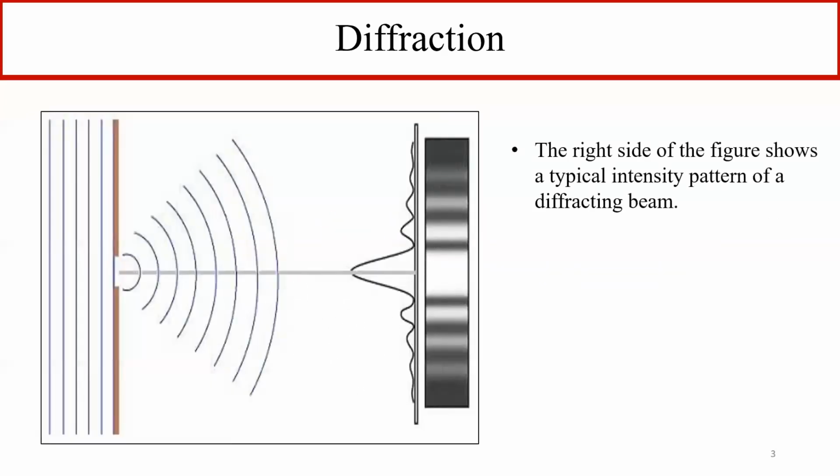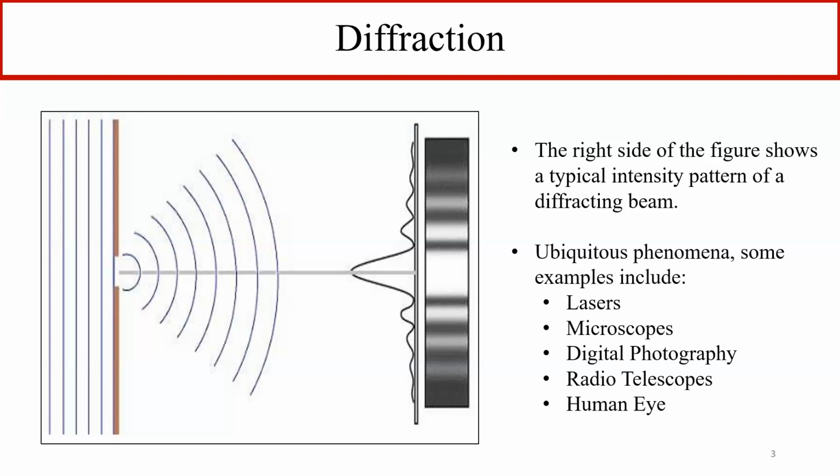The right side is another very simple diagram showing diffraction. The right side of this figure shows a very typical intensity pattern for a diffracting beam. An intensity pattern is something we look at quite closely when we're looking at diffracting effects of beams. Diffraction is obviously a very ubiquitous phenomenon. It's found everywhere: in lasers, like this right here, microscopes, digital photography, and radio telescopes. Especially space telescopes are actually diffraction limited, so they can only look as far as diffraction allows them to see, and even the human eye. So let's get into what we did.